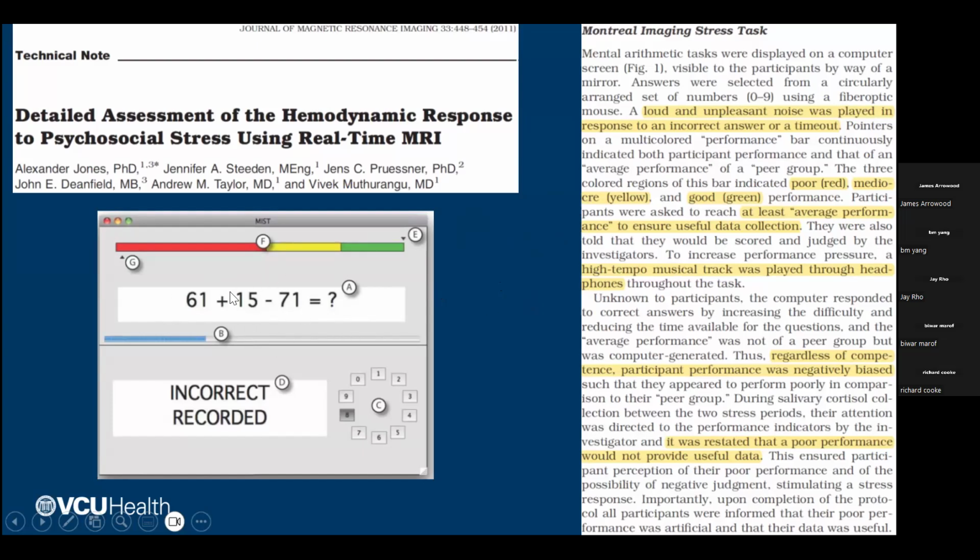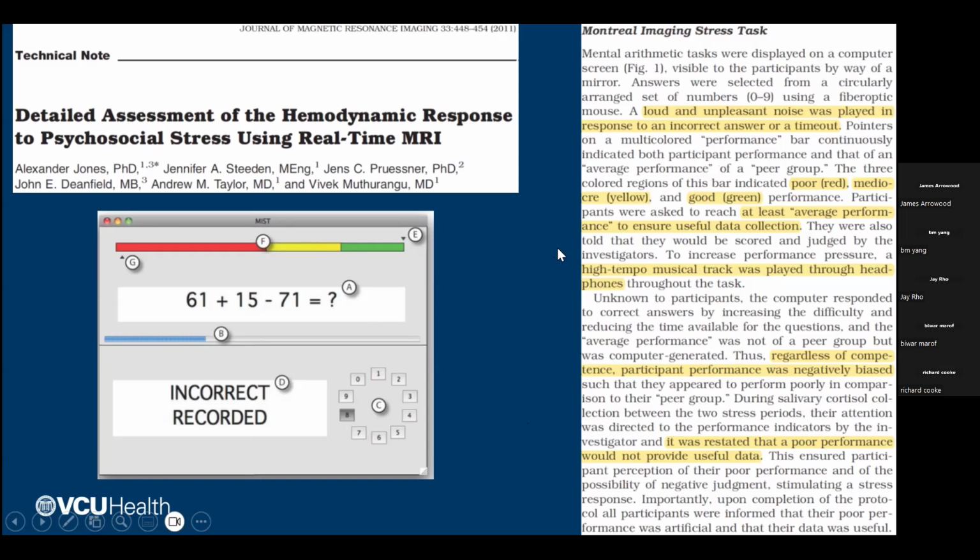And they said, okay, there's going to be a series of arithmetic equations up on the screen. You don't have to get them all right. I mean, just do your best. We want you to do at least as well as your peers. And we'll have this scale up here that tells you how well you're doing compared to a peer group. And so the participants would lay down in the scanner.